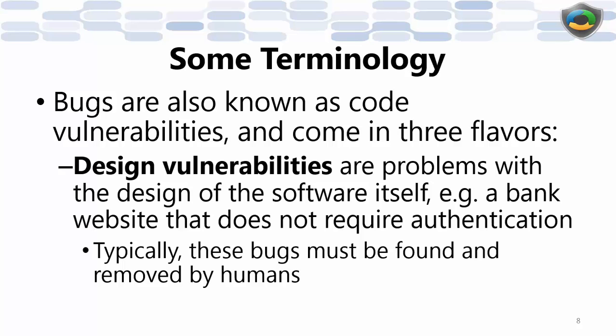Bugs are also known as vulnerabilities, such as design vulnerabilities. These are problems, things that were omitted purposely or accidentally in the design itself. This example is a bit convoluted, but imagine we created a bank website that didn't require authentication. Design vulnerabilities are not under the purview of automated tools. In other words, they must be found and eradicated by humans.